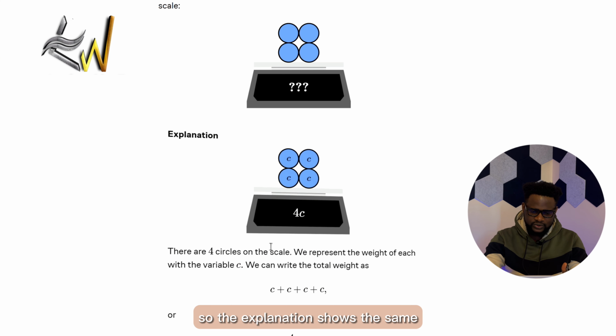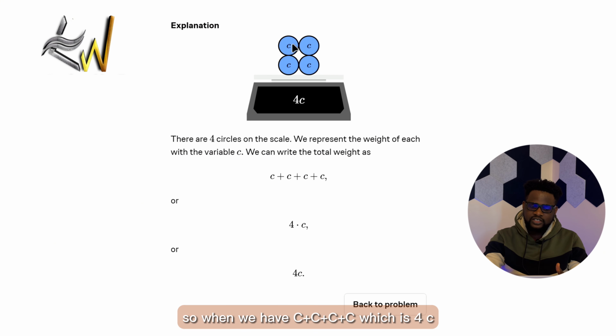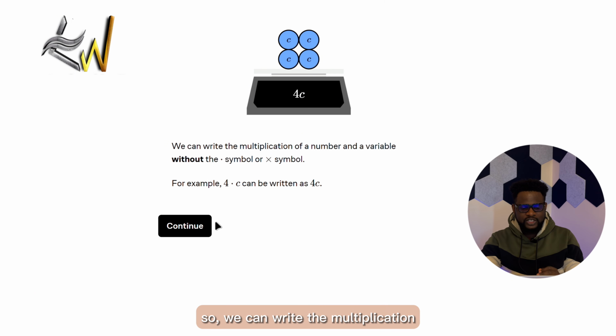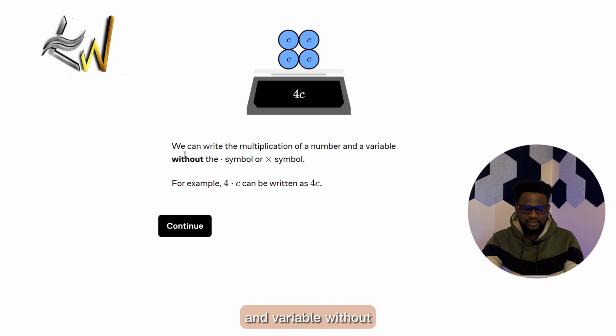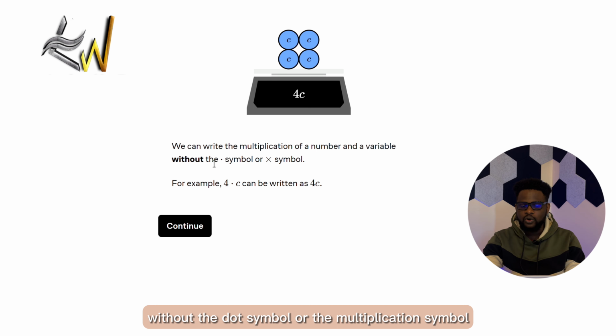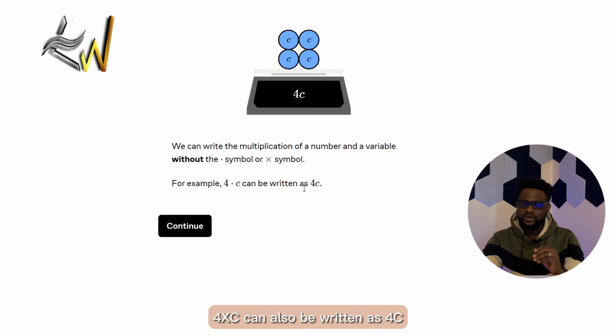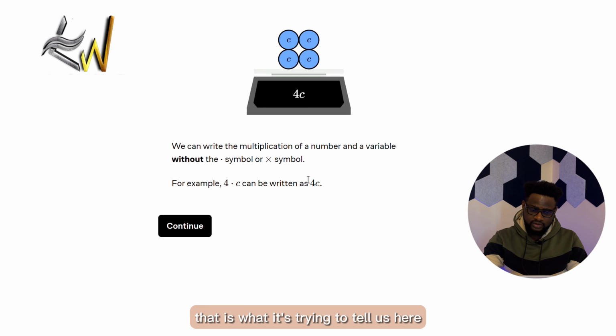So the explanation shows the same. When we have C plus C plus C plus C, which is 4C, we can write it as C plus C plus C plus C, or as 4 times C, or as 4C. They all represent the same thing. We can write the multiplication of a number and a variable without the dot symbol or the multiplication symbol. For example, 4 dot C can be written as 4C. 4 times C can also be written as 4C. That is what it is trying to tell us here.